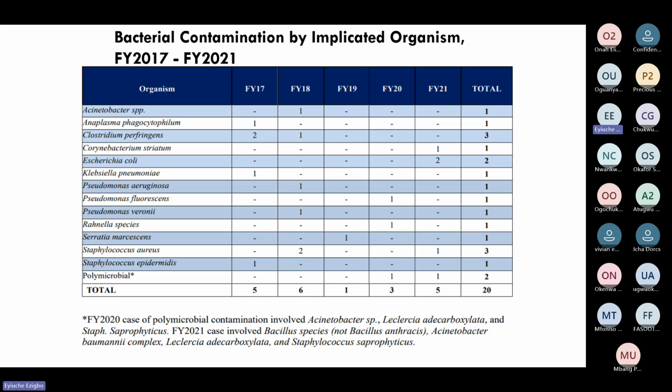So from 2017, 2018, 2019 up to 2021. Okay, so the most common organisms implicated, Staphylococcus aureus and Clostridium perfringens, are the most common organisms for these five fiscal years.